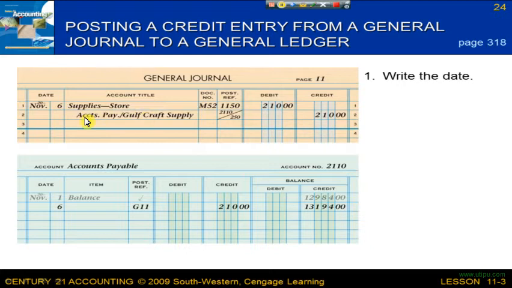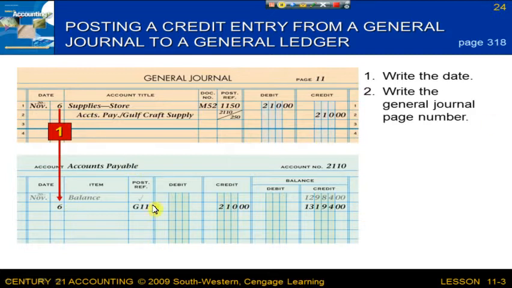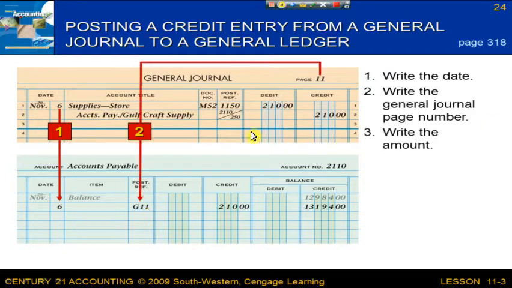We're going to begin by going to accounts payable ledger. We're going to write the date. Where did we get the information from? It was from journal page 11. This is in the credit column with the accounts payable line, so this goes in the credit here.